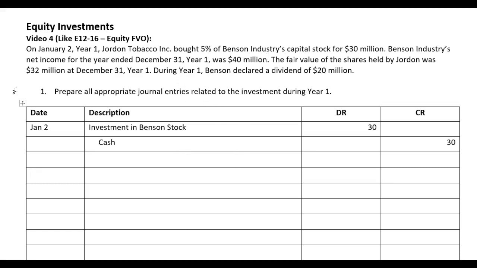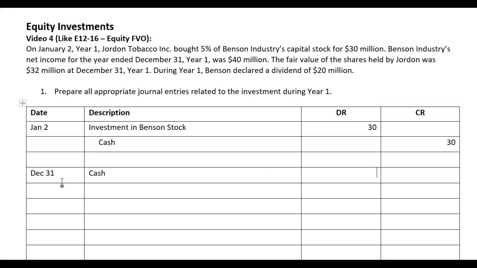What does have a bearing is the next two statements. One, the fair value of Jordan is $32 million. And during the year, they declared and paid $20 million in dividends. Let's start with that dividend. It doesn't say exactly when they paid it, so let's just do it as of December 31st to record the dividend.